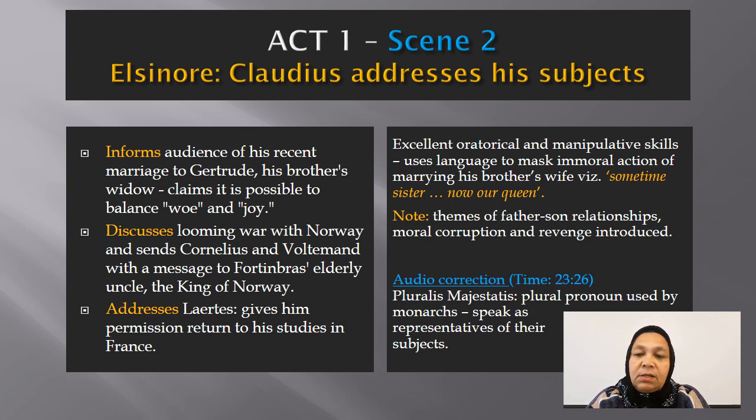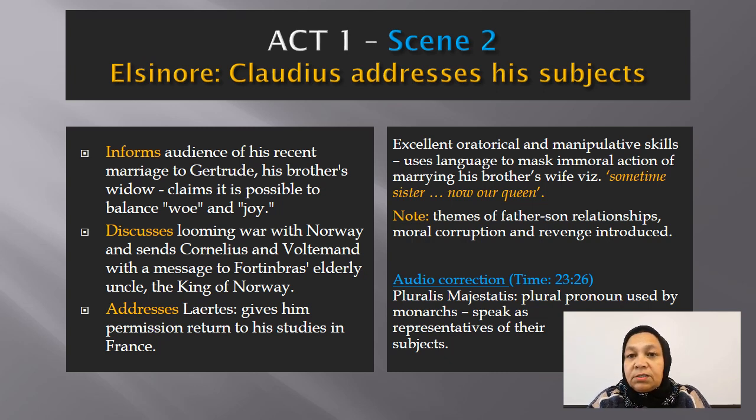He also secondly discusses the looming war with Norway and sends ambassadors Cornelius and Voltemand with a message to Fortinbras's elderly uncle, the King of Norway. He then turns to address Laertes and gives him permission to return to France, and we know that Laertes has returned to France only to attend the king's funeral. Note that Hamlet is also in his audience, but we as the audience of the drama are not aware of it because he has not been addressed yet.